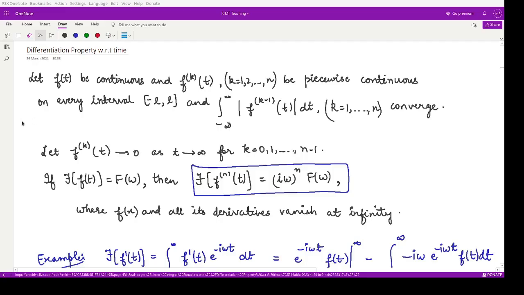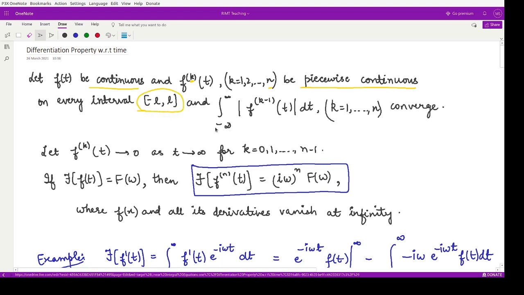So firstly, we will discuss what is this differentiation property with respect to time. For that, let us see first what are the conditions involved. So the conditions here are f of t should be continuous function. Its first kth derivatives, that means the first derivative, second derivative, third derivative up to nth derivative, they should be piecewise continuous functions defined on this closed interval minus L to L.